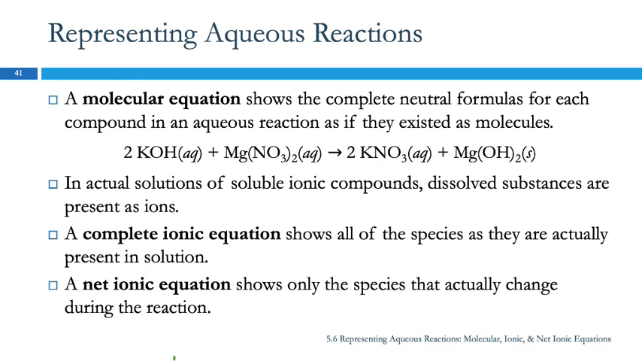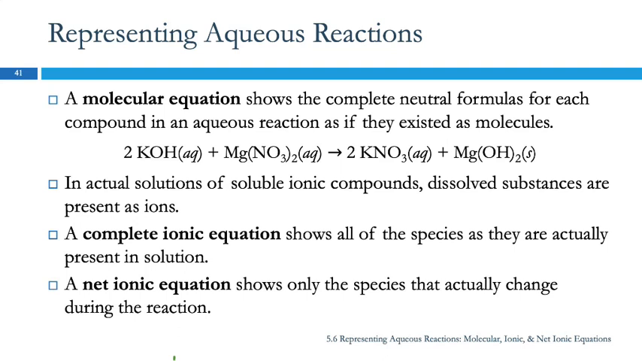But what's actually going on in these solutions? This is an aqueous compound. In an aqueous ionic compound, the potassium ions and the hydroxide ions are separate from each other. They're each surrounded by water molecules and they're floating around independently. Magnesium nitrate, also soluble, also floating around, individual magnesium and nitrate ions. Potassium nitrate, soluble, also floating around. But this one is a solid.